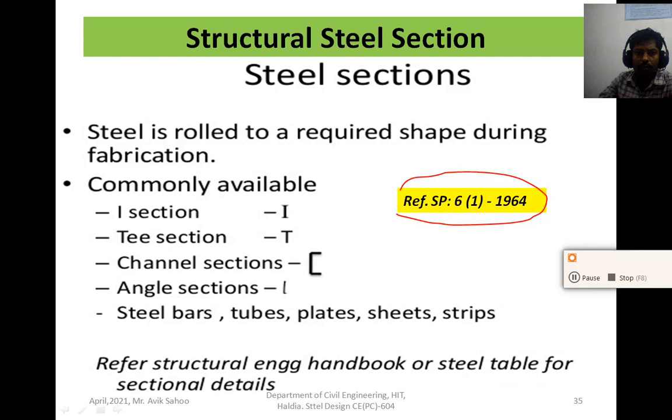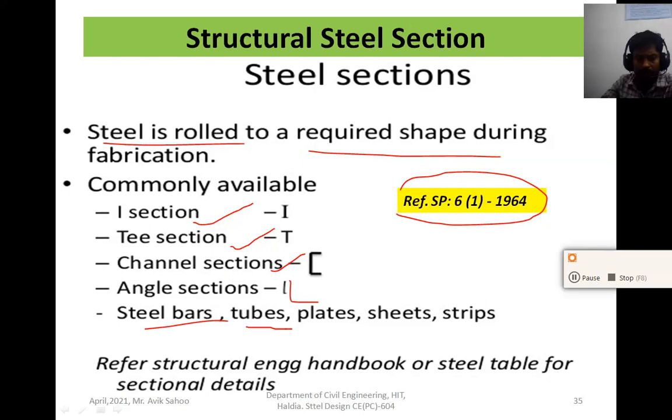So what are the different sections that I am going to discuss? Steel is rolled to a required shape during fabrication. The commonly available sections are the I section, the T section, the channel section, and angles. This is the angle section. Then there are steel bars, tubes, plates, sheets, and strips, and you can use the structural engineering handbook or steel table for sectional details. So we can get the sectional details for different types of sections.